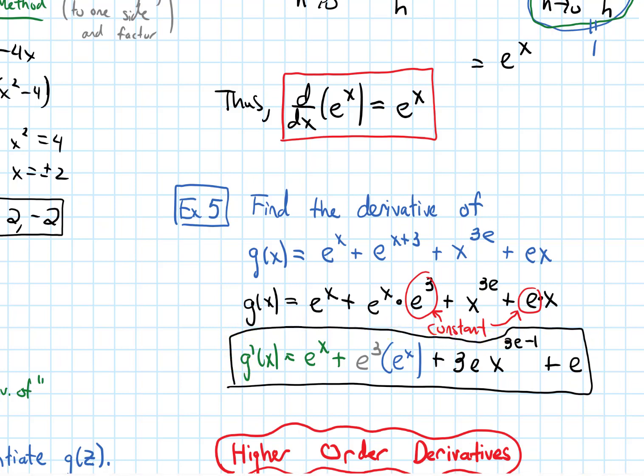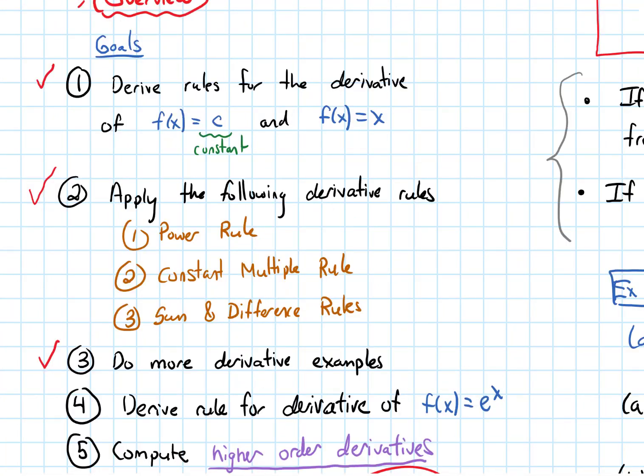If the question asked me to simplify it, I could combine the e to the 3 times e to the x. But it didn't. So once we have finished taking the derivative, it would be okay to leave it like this. So in terms of our goals, we finished goal 4. We've proved a rule for the derivative of f of x equals e to the x.